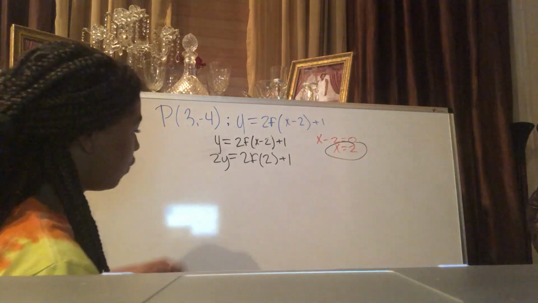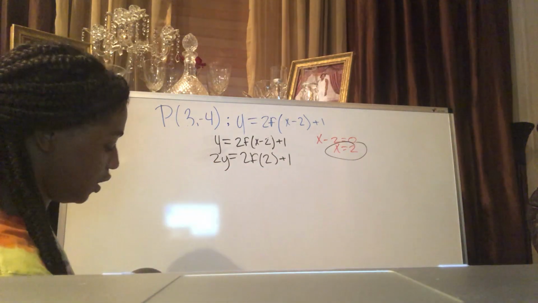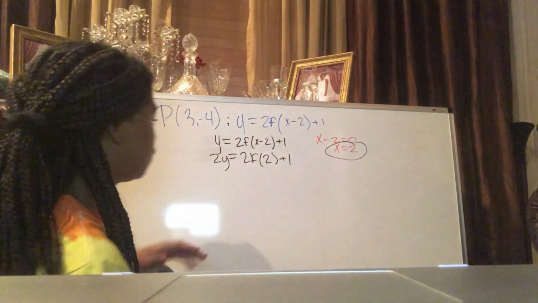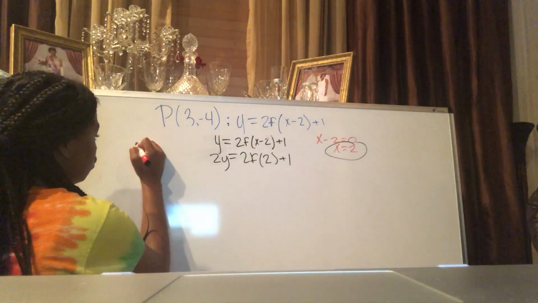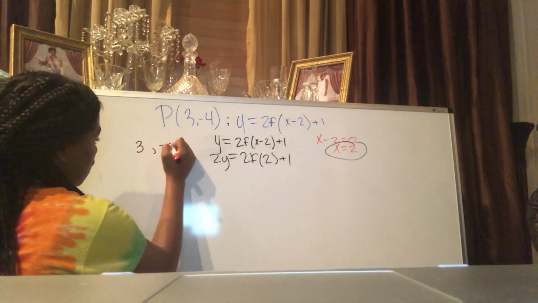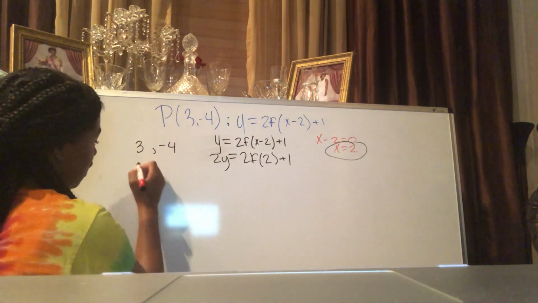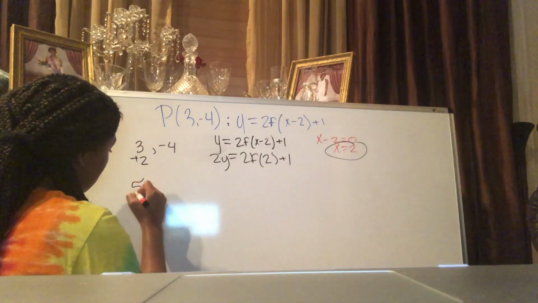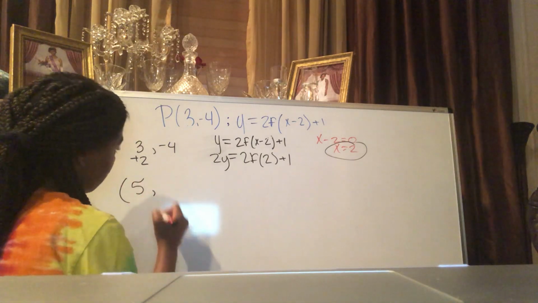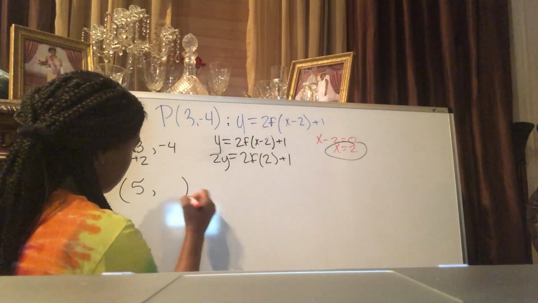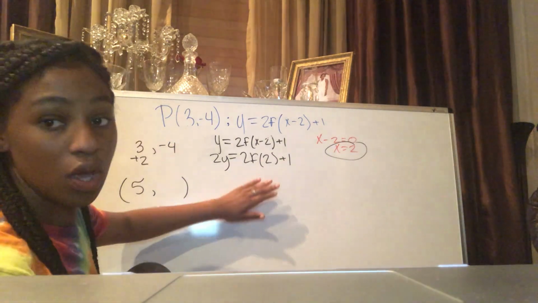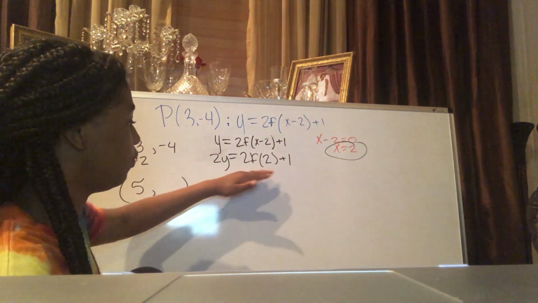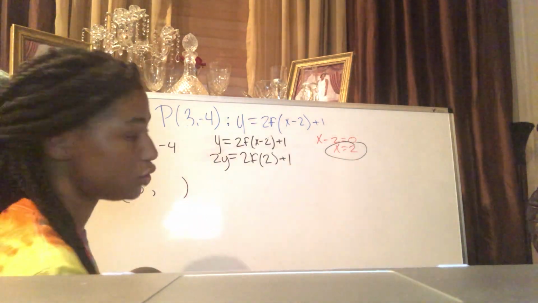From here, I went ahead and applied what I know. We know that x is 2. So we're going to take our original point, 3, -4, and I can add 2 to my 3, which gives me the first coordinate, which is 5. Now I just need to find that second one. If you look at this equation that you got, it tells you everything you need to do.